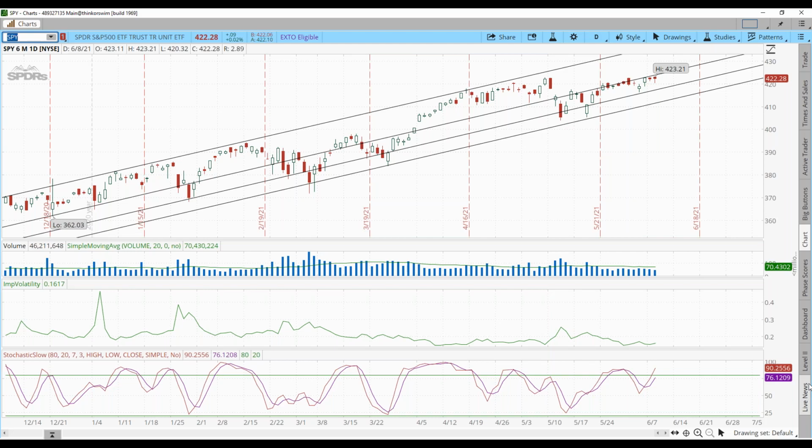But the first criteria is, are you directional? If you don't have a directional bias, you shouldn't be interested in a credit spread. Credit spread is a directional trade. So, directional.